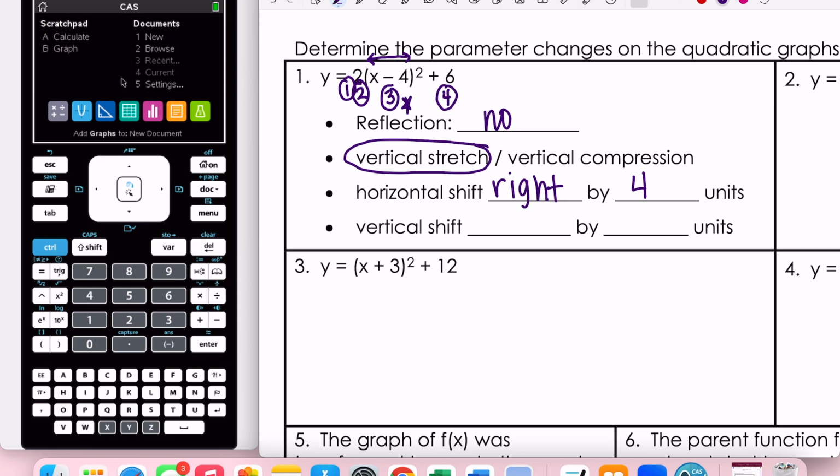Lastly, we want to look at the value of k. So here I'm going up or down. Remember, there are no tricks. So for my vertical shift here, I am going up by 6 units. Now, the last thing that I want to identify is the vertex of my graph. So again, this is h, comma, k. My h value is inside of the parentheses. I see here that I have an x minus 4. Again, remember, think opposite. So the value of h is a positive 4, comma, 6.